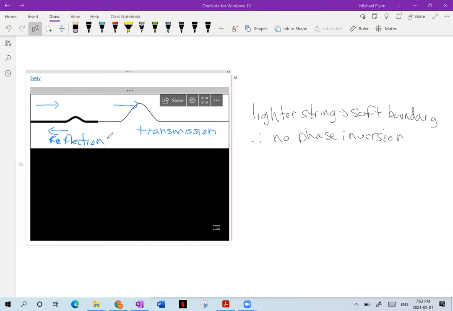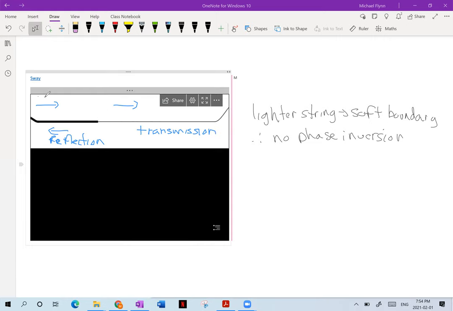Notice it stays a crest. So when waves are in something heavy and they bounce off something light, it's like a free end reflection or a soft boundary reflection. And so the reflection does not get inverted this time. Now the transmission never changes. Notice it's always a crest. So here we see a crest coming in and a crest keeps going off to the right. And that's exactly what we expect. The crest will not change. The transmitted wave always has the same identity as the incident wave.